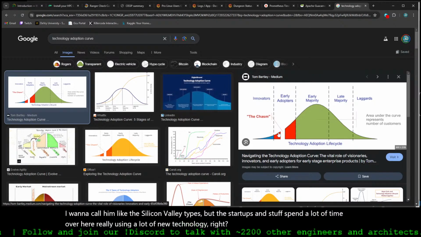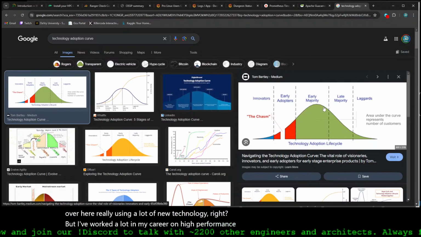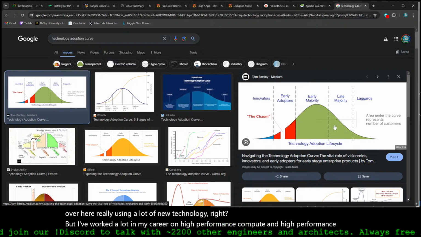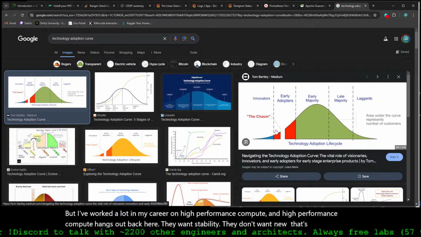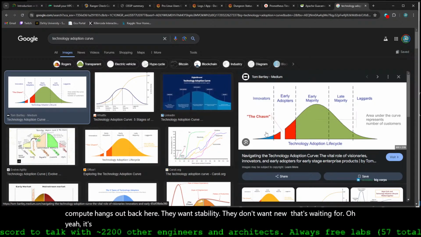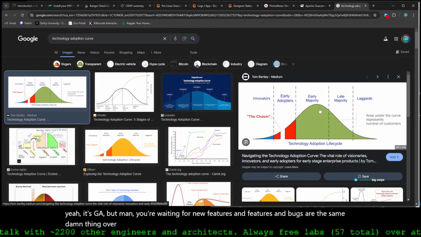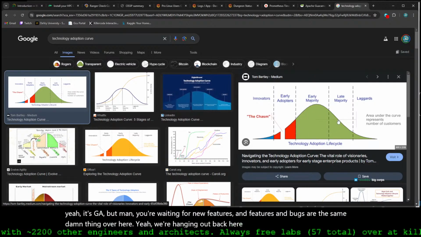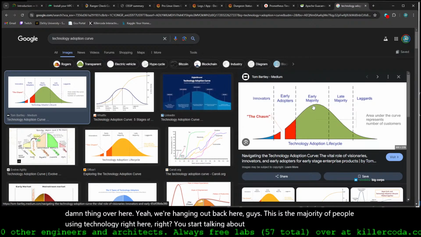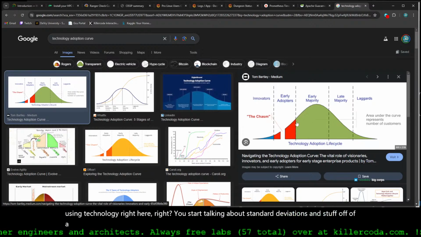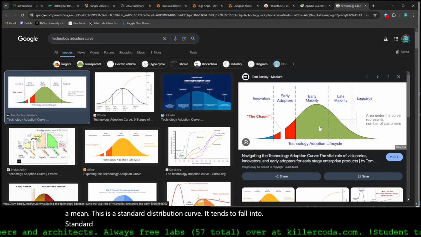But I've worked a lot in my career on high performance compute. And high performance compute hangs out back here. They want stability. They don't want new stuff that's waiting for, oh yeah, it's GA, but man, you're waiting for new features, and features and bugs are the same thing over here. Yeah, we're hanging out back here, guys. This is the majority of people using technology right here, right? You start talking about standard deviations off of a mean. This is a standard distribution curve. It tends to fall into a standard distribution. I spent most of my career back here.